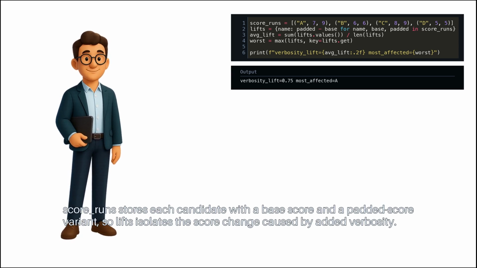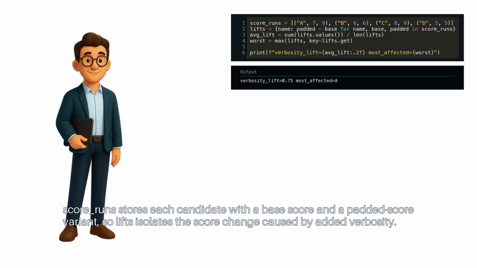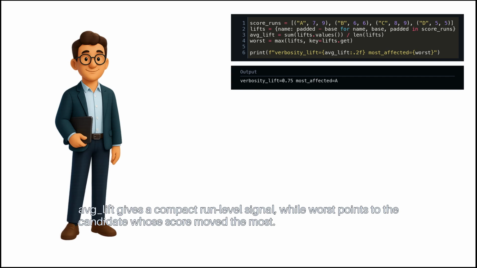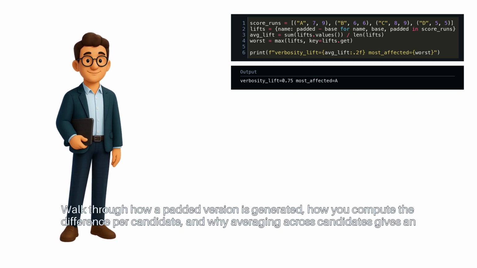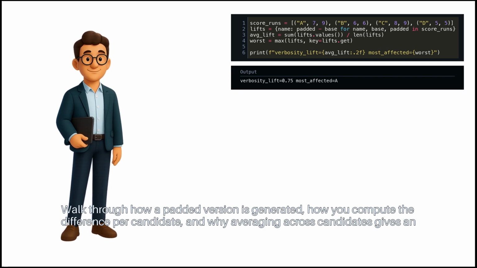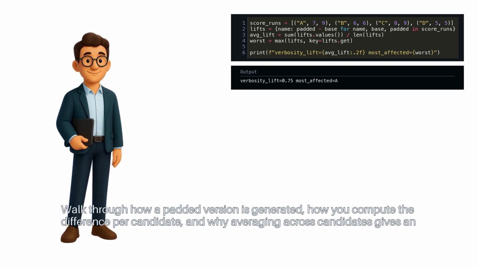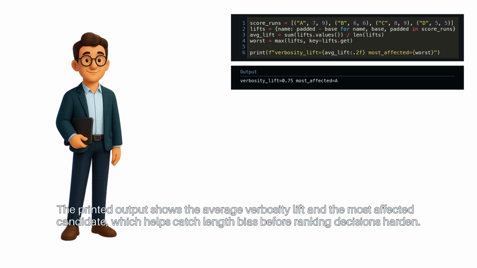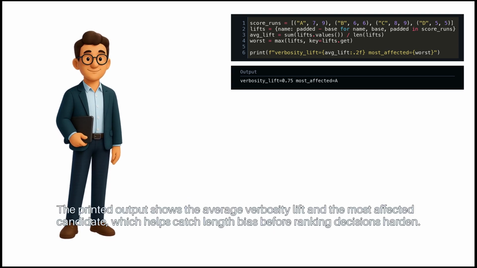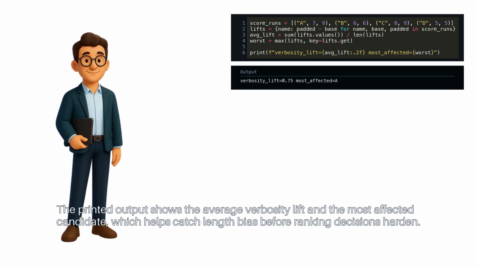Score runs stores each candidate with a base score and a padded score variant. So lifts isolates the score change caused by added verbosity. AVG lift gives a compact run level signal, while worst points to the candidate whose score moved the most. Walk through how a padded version is generated, how you compute the difference per candidate, and why averaging across candidates gives an overall verbosity lift. The printed output shows the average verbosity lift and the most affected candidate, which helps catch length bias before ranking decisions harden.